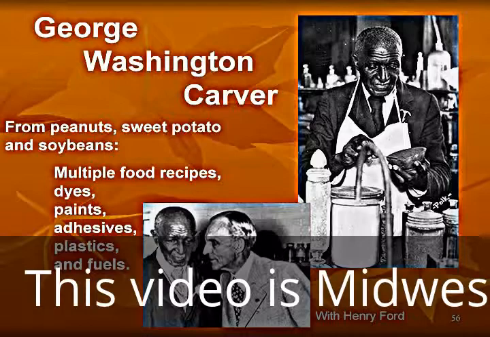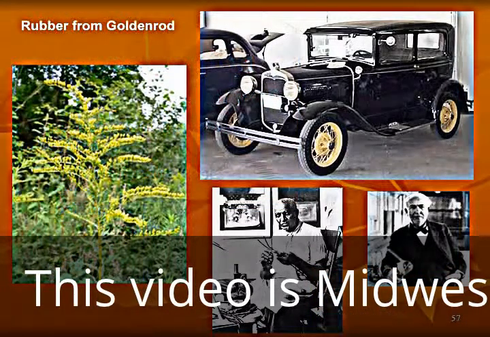And if you look at the next slide, Dr. Carver developed a synthetic rubber from goldenrod. And the Model A, those cars, the tires were made from this goldenrod synthetic material that George Washington Carver discovered for Henry Ford. And it was Henry Ford and Thomas Edison, both of them tried to get George Washington Carver to come and work for them. And, of course, he stayed at Tuskegee University and continued to do his research for the farmers there.